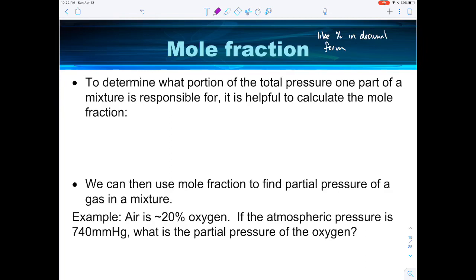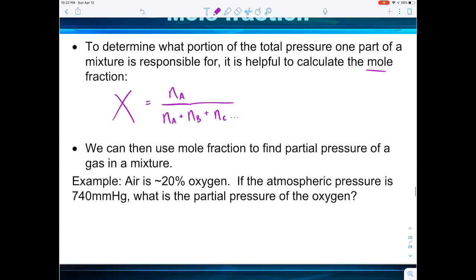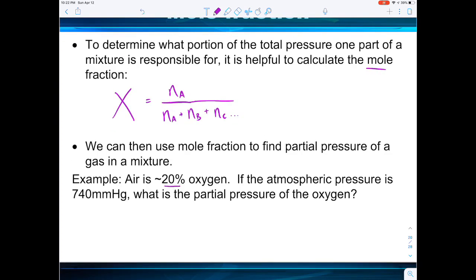That's the fraction. And in this case, when we're talking about mole fraction, it's going to be in terms of moles. So the symbol for mole fraction is a capital X, which makes it look confusing, but it's not confusing. So it'd be the moles of A divided by the total moles. And if there's two things, it'd be moles of A and moles of B, but there might be more than that. There might be 3 things, there might be more. Okay, and it's not times 100. Okay, as an example, air is about 20% oxygen.